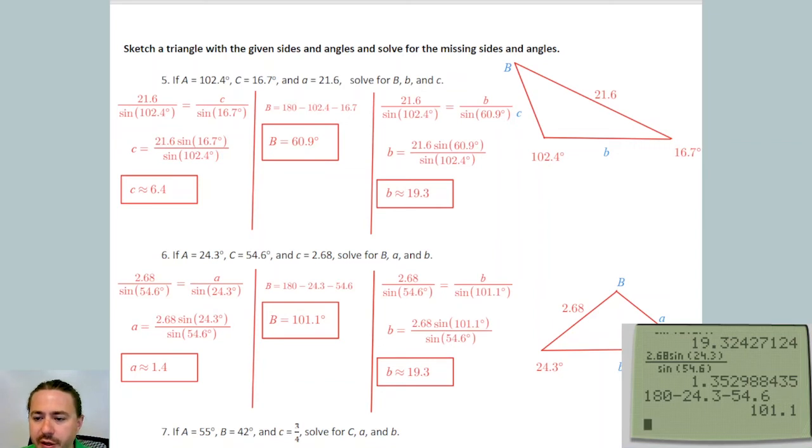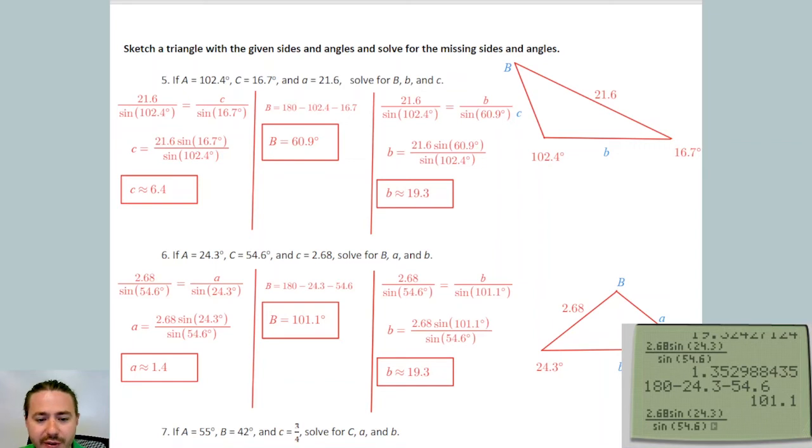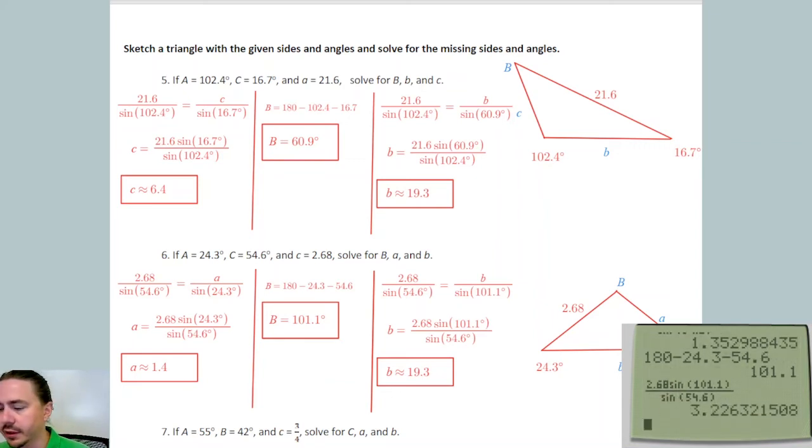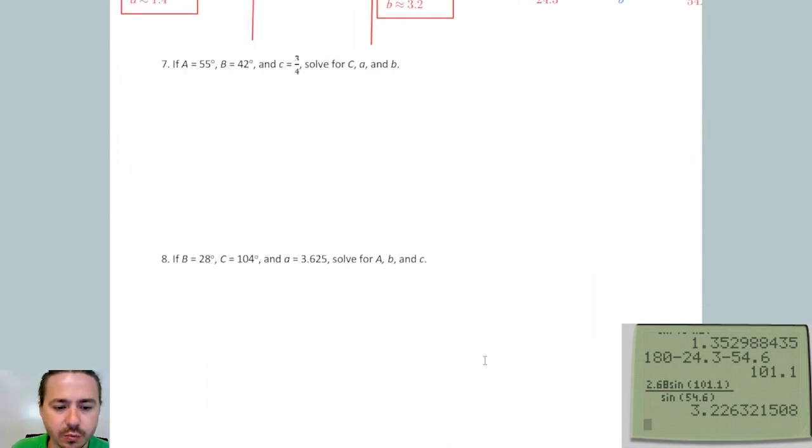When I was saying there's a lot of calculator in this one, I'm obviously not kidding. We've used the calculator quite a bit here. All right, so we've got 2.68 times the sine of 101.1 divided by the sine of 54.6, all that's good. And we get 3.2 as our side length for B. All right, so that is number 6. It looks like we got 2 more to go.